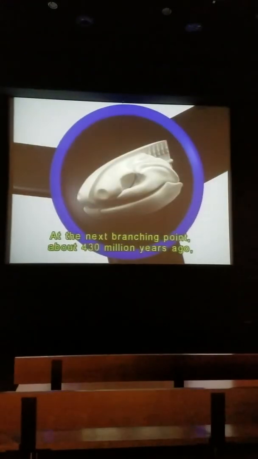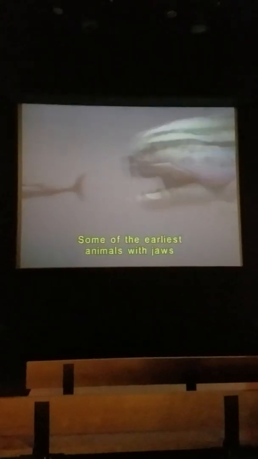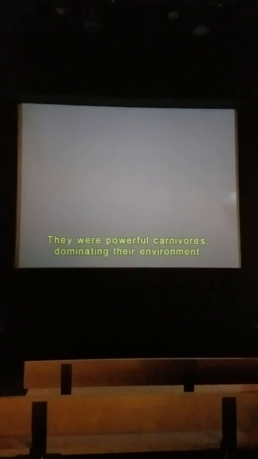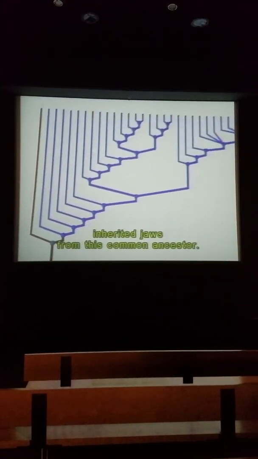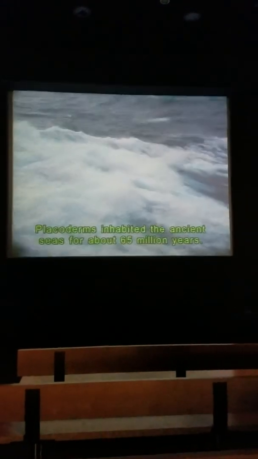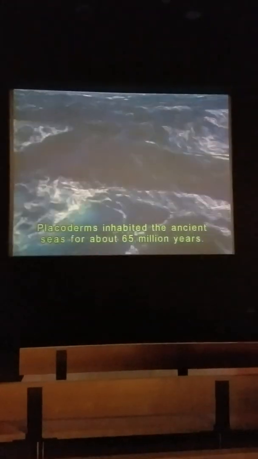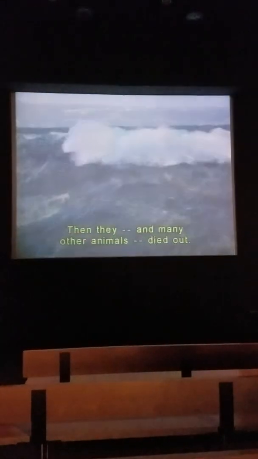At the next branching point, about 430 million years ago, the first vertebrate with jaws evolved. Some of the earliest animals with jaws were armored fish called placoderms. They were powerful carnivores, dominating their environment. All animals that branch from this point inherited jaws from this common ancestor. Placoderms inhabited the ancient seas for about 65 million years. Then they, and many other animals, died out.